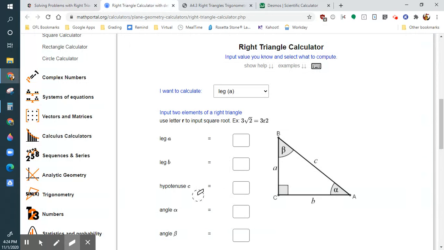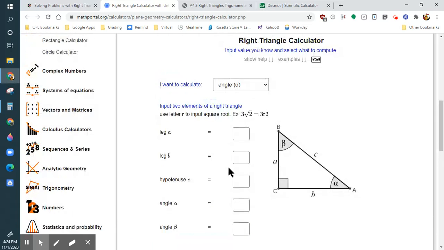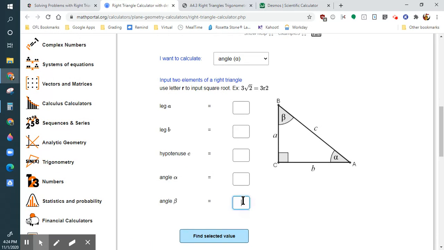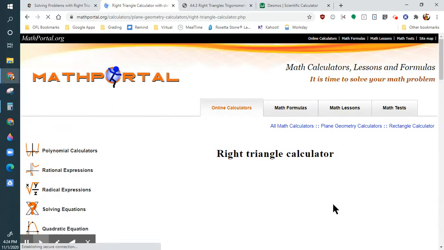So in order to do this, we want to figure out an acute angle. So we either want to solve for alpha or beta. So I want to solve for, let's say, alpha. All right, so that means this is 90. So I have to figure out what my beta is. I'm just going to pretend that this is 30 and find selected value.